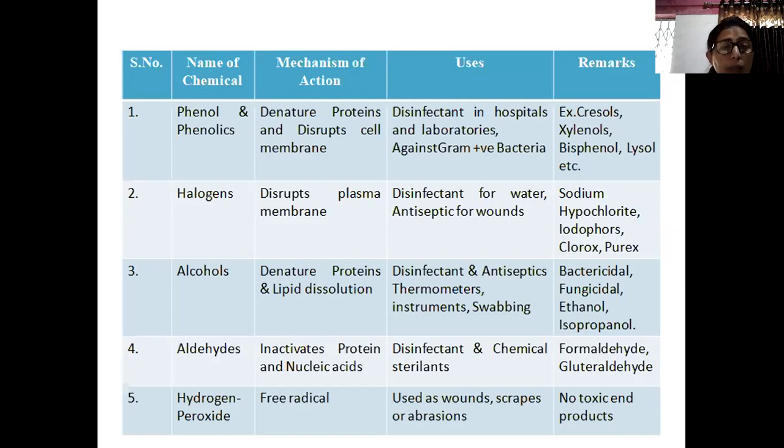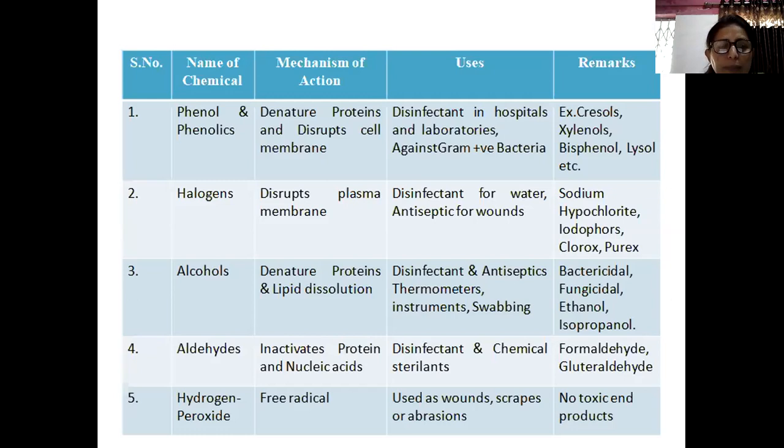Second is the halogens. Halogens, chlorine and iodine, are very reactive, and the chlorine is used as a disinfectant for water, and iodine, tincture iodine, is used as an antiseptic for wounds. They disrupt the plasma membrane. Some examples of the halogens which are used as a sterilizant are sodium hypochlorite, iodophores, Clorox, and Purex.